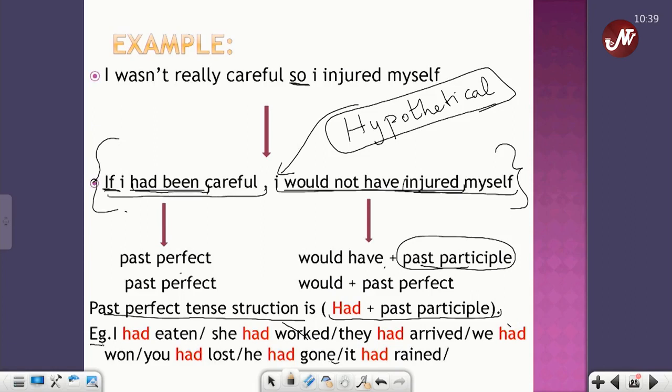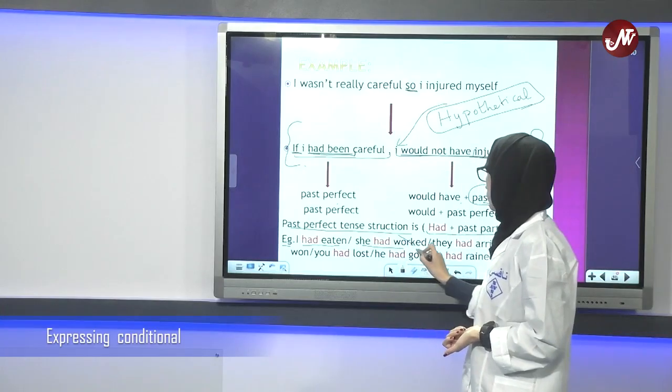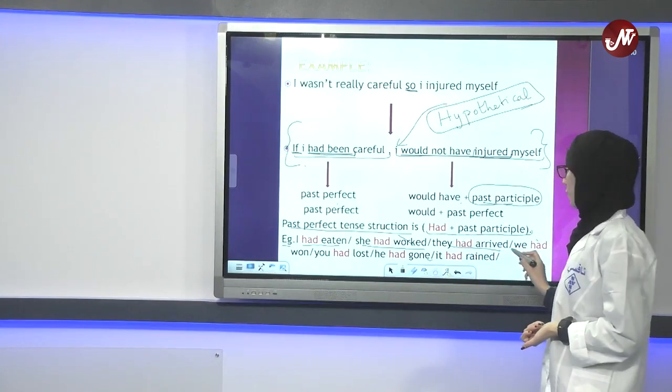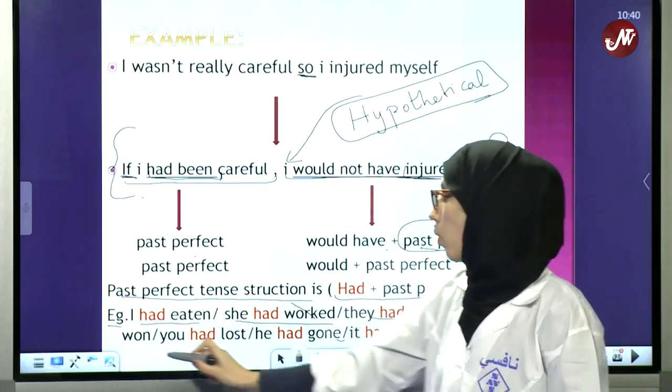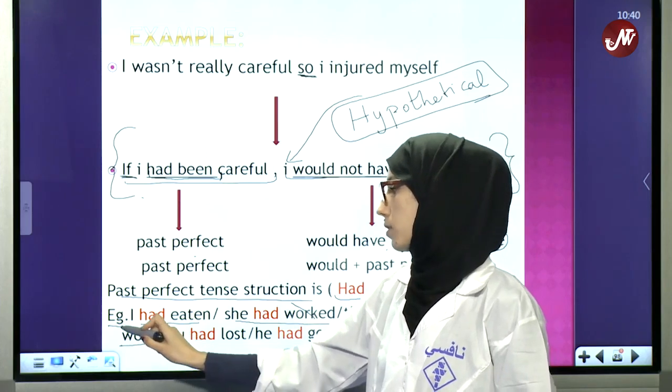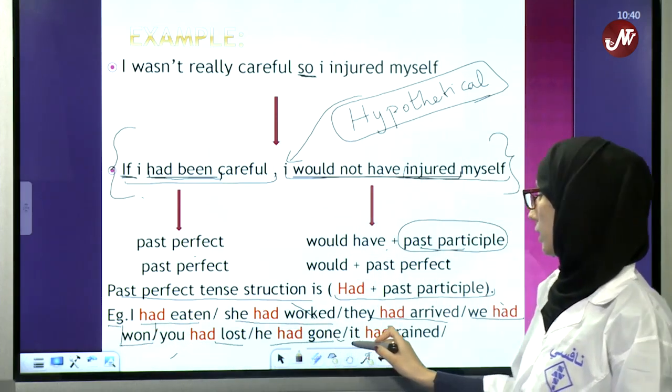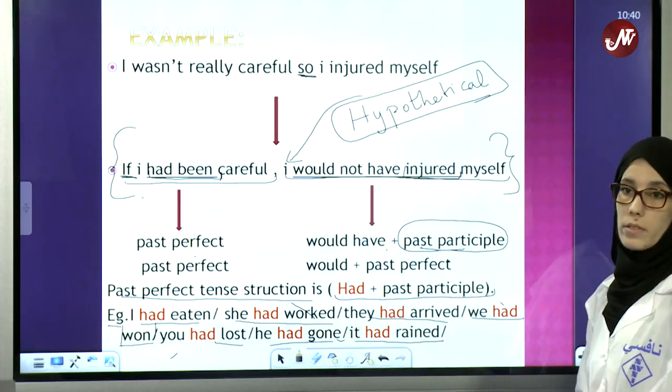Then, example: I had eaten, past perfect. She had worked, past perfect. She had arrived, past perfect. We had won, the past participle of the verb to win. You had lost, he had gone, it had rained. Okay?